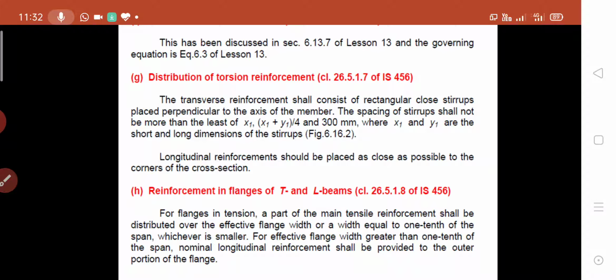Reinforcement in flange of T and L beams. For flange in tension, a part of the main tensile reinforcement shall be distributed over the effective flange width or a width equal to 1/10 of the span, whichever is smaller. For effective flange width greater than 1/10 of the span, nominal longitudinal reinforcement shall be provided in the outer portion of the flange. Thank you.